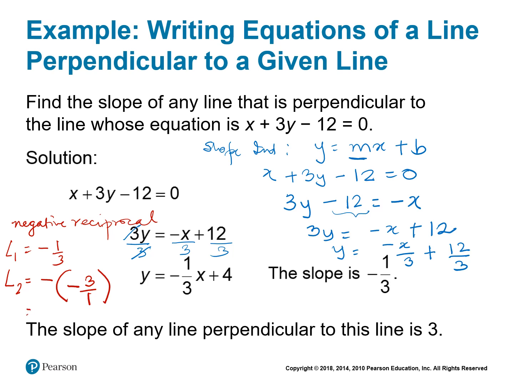So L2 is negative and negative. Negative multiplied by negative is a positive. So we end up with positive 3. 3 over 1 is the same as 3. So the slope of L2 is positive 3, and that's what they've written here. The slope of any line perpendicular to this line is 3. That's how we got the value, right?